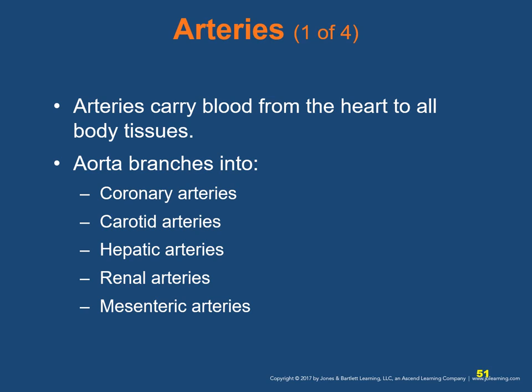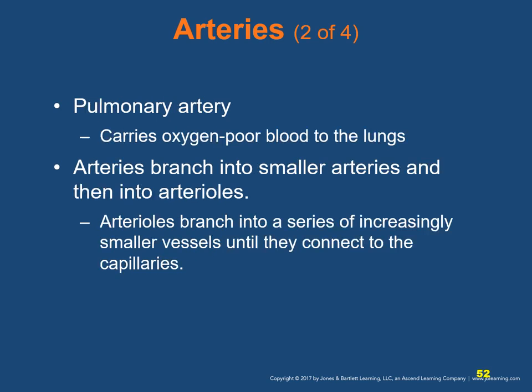The coronary arteries supply the heart, carotid arteries supply the head, hepatic arteries supply the liver, renal arteries supply the kidneys, mesenteric arteries supply the digestive system. This divides at the level of the umbilicus into two iliac arteries. You have the pulmonary artery that originates at the right ventricle of the heart and carries oxygen-poor blood to the lungs for reoxygenation.